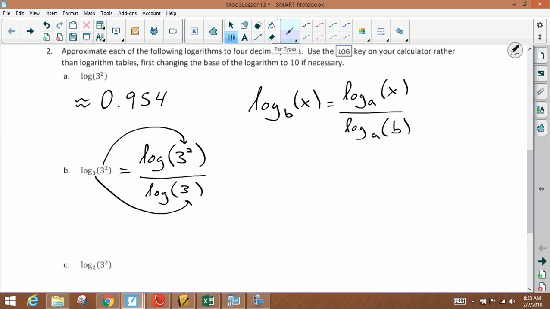So that's what's going on, okay? So that's how I change the base. I can choose whatever base log I want, usually 10, right? And then I'll put what's inside my parentheses in the log of my numerator, and I'll put what my base is in the log of my denominator.